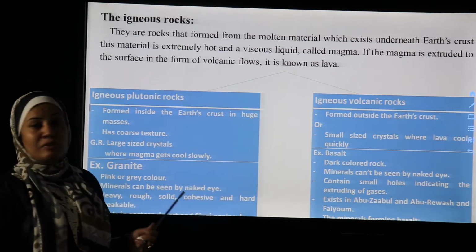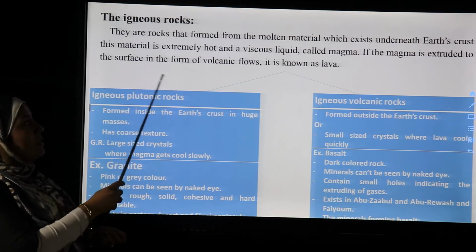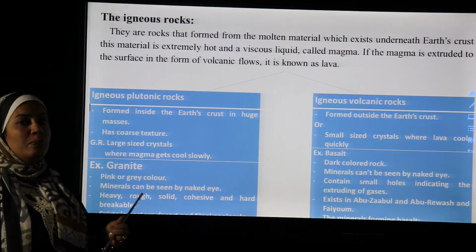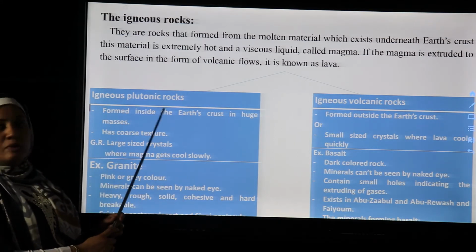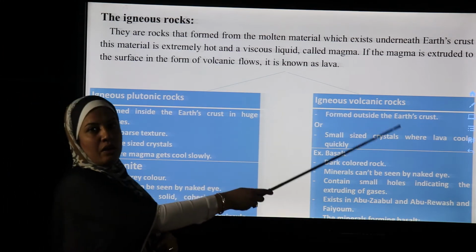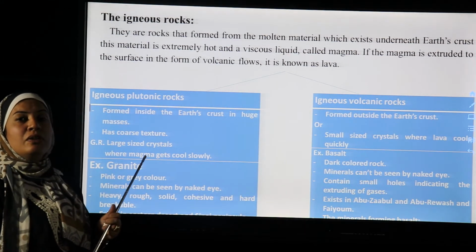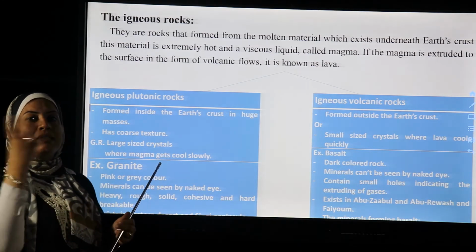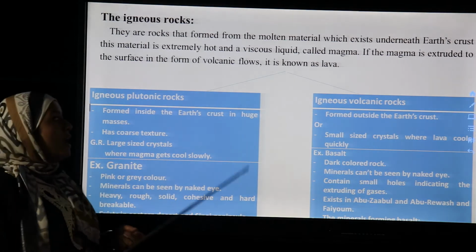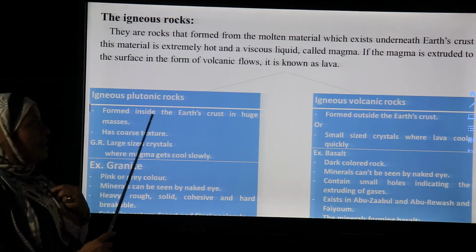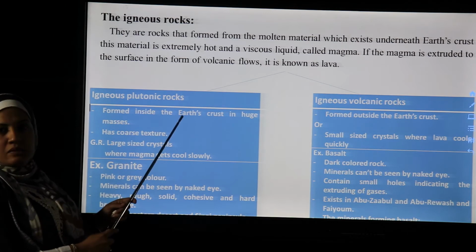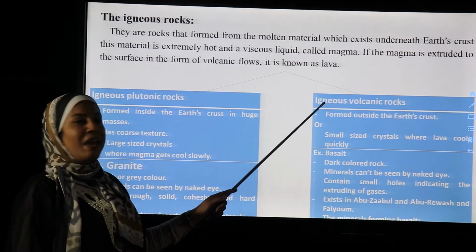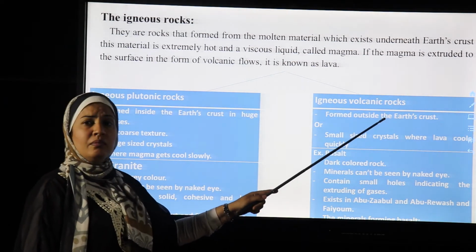If the magma is extruded to the surface in the form of volcanic flow, we classify the igneous rocks into two parts, which are igneous plutonic rocks and igneous volcanic rocks. It depends on whether the rocks solidify inside the Earth's crust or are extruded outside the Earth's crust. If it's inside the Earth's crust, it will form igneous plutonic rocks. If they are formed outside the Earth's crust, it will form igneous volcanic rocks.